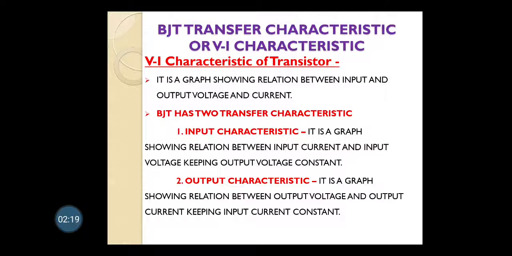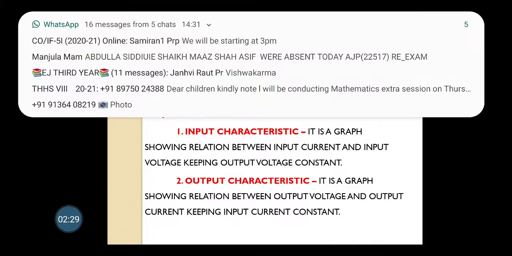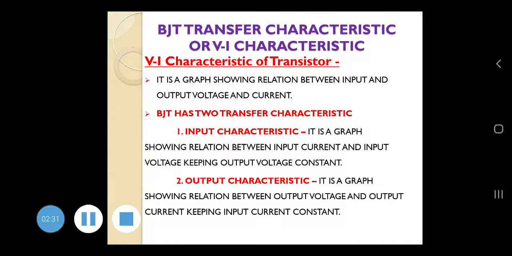A BJT actually has two VI characteristics. The characteristic is divided into two: one is called the input characteristic and one is called the output characteristic. The input characteristic is a graph showing the relation between input current and input voltage, keeping the output voltage constant. This is what you have to remember.